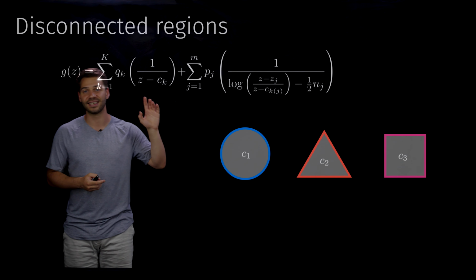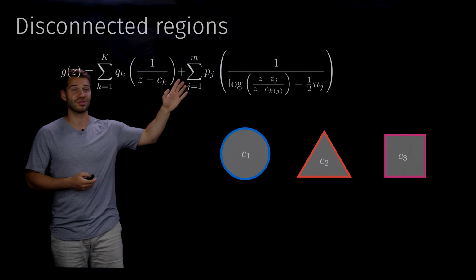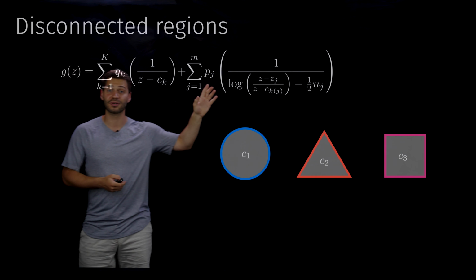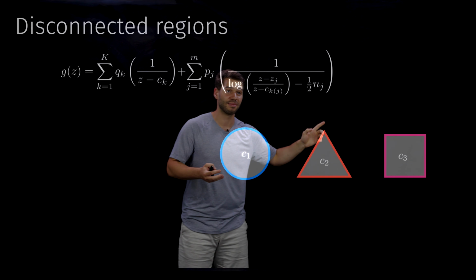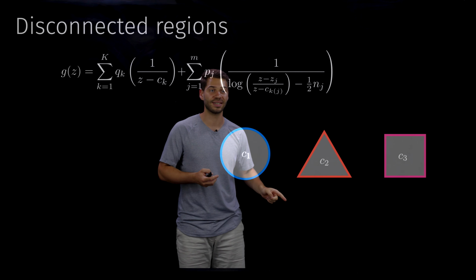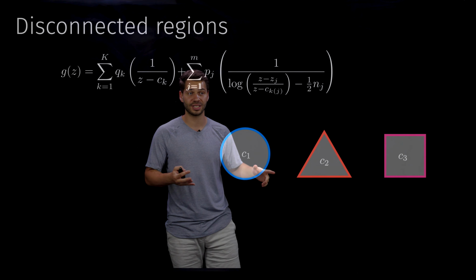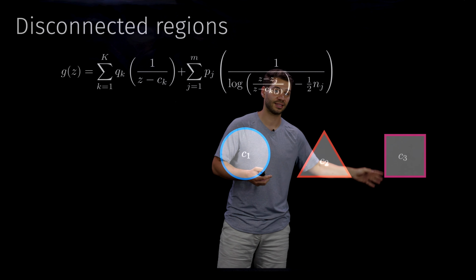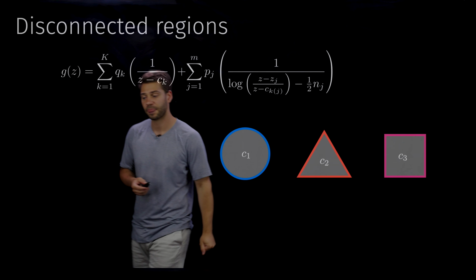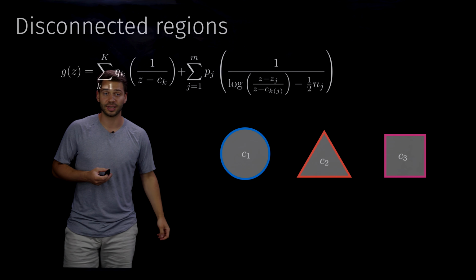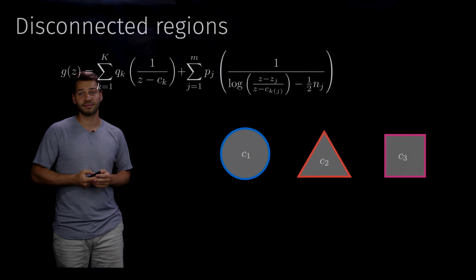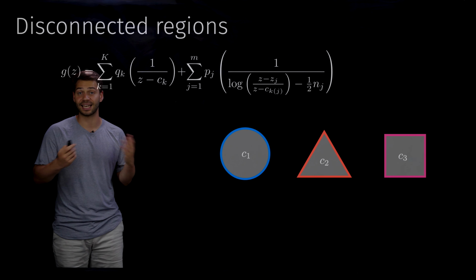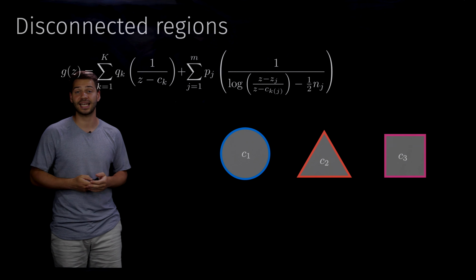And then, as in the previous examples, we also need to sum over these reciprocal log polynomials where zj represents a corner. So we have a different set of log reciprocal terms at each corner. So like this. Okay. But there's another subtlety that we need to include, which is that the Green's function cannot be represented as the real part of an analytic function in the multiply connected case.